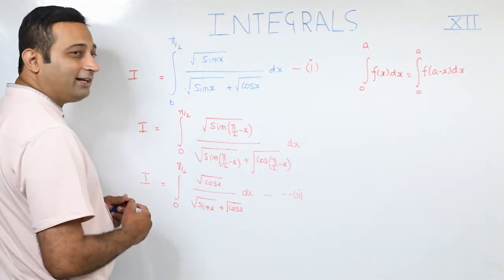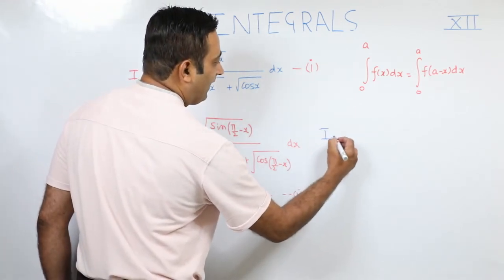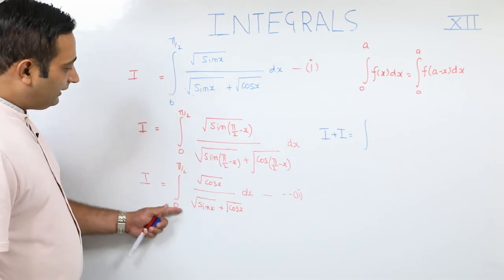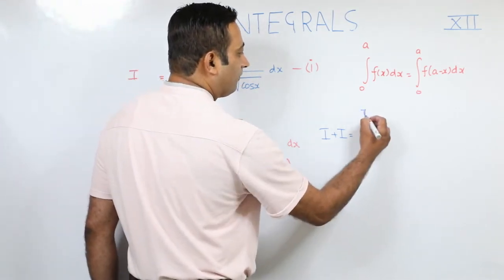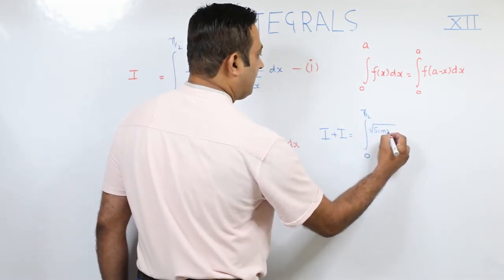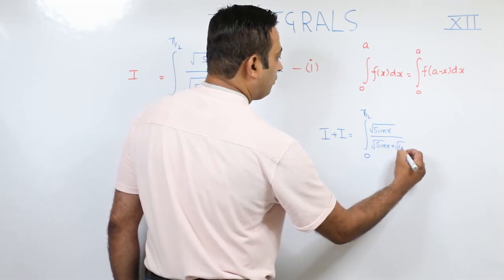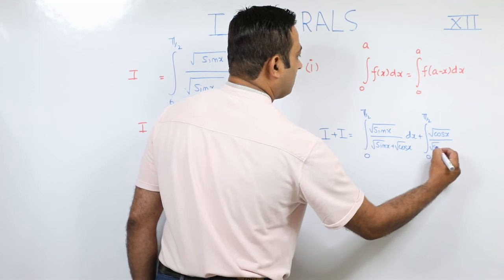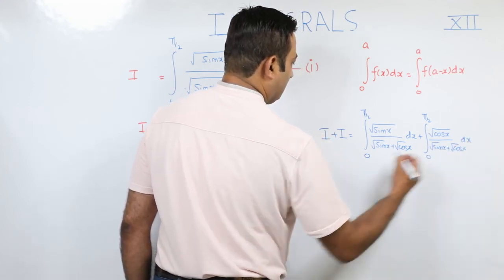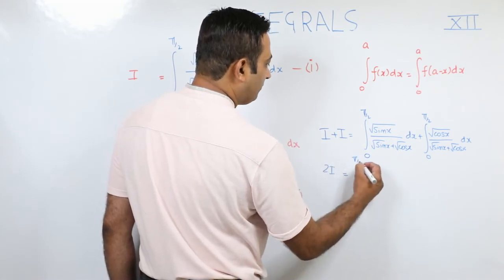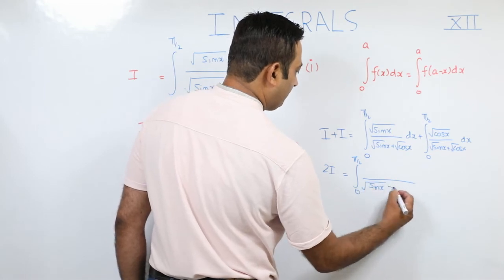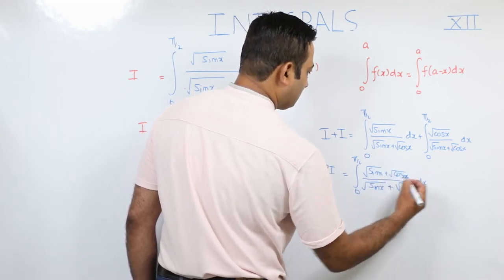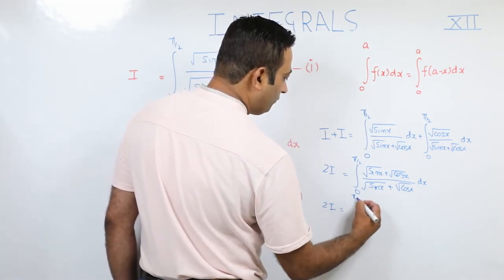Now, when we add equation number 1 and equation number 2, what we will get? I plus I on the left side, that is equal to 2I, and on the right side we get two integrals with the same limit. So, we can add these two from 0 to pi by 2 root of sine x by root sine x plus root cos x dx plus 0 to pi by 2 root of cos x upon root sine x plus root cos x dx. So, we get 2I equal to the integral from 0 to pi by 2. We take LCM here, root sine x plus root cos x, and the numerator will also be the same. It is root sine x plus root cos x dx. So, we got the answer as the integral from 0 to pi by 2 of 1 dx.